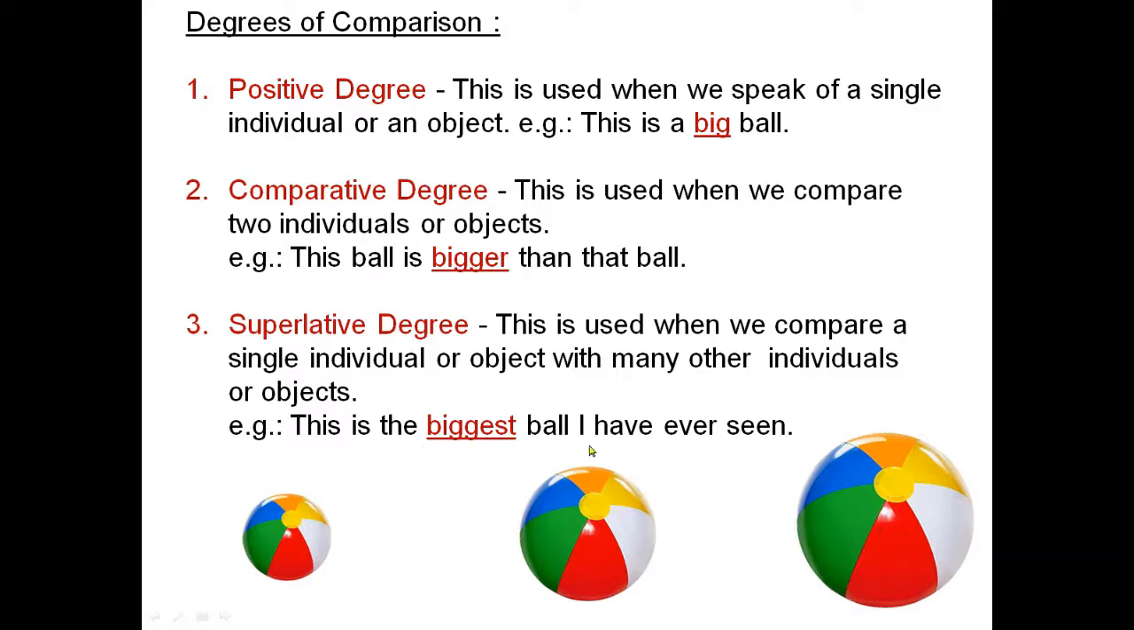This is the biggest ball I have ever seen, because here 3 balls are given, in which this is the biggest among these 3 balls. So we can use the word biggest as an adjective to describe this ball in comparison with these 2 balls. So here we have used three different forms of the word big, that is big, bigger and biggest, in three different types of sentences as an adjective.